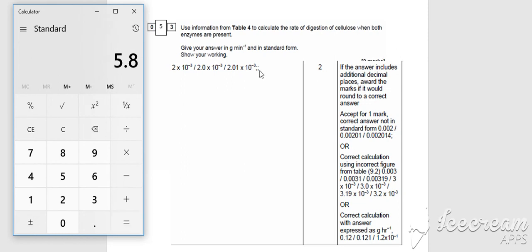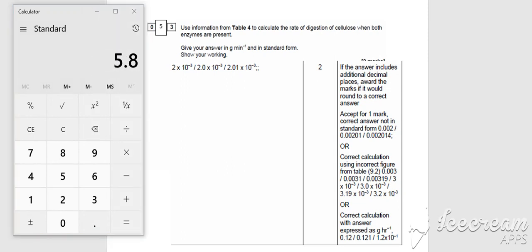Now the question asks us to give our answer in standard form, and to give our answer in grams per minute. So if 5.8 grams is used up in 48 hours, then we need to work out how many minutes 48 hours are. So we do 48 times 60, because there are 60 minutes in 1 hour. So in 48 hours, there are 2,880 minutes.